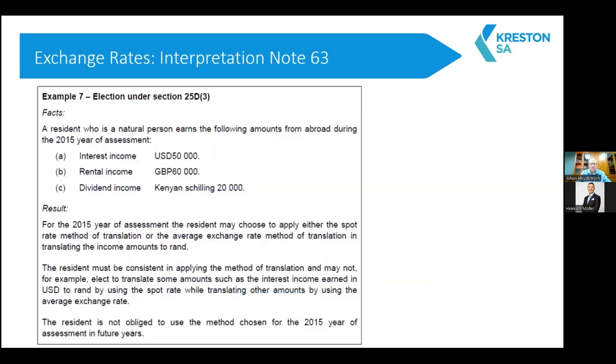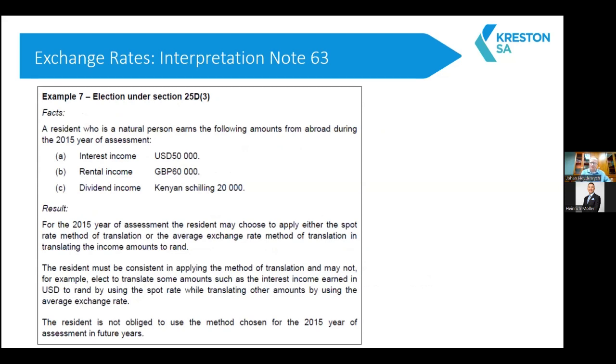So this is just an example of an individual. He earns interest income in USD, rental income in British pounds, and dividend income in Kenyan shilling. So when you calculate it, if you choose to use the average rate of exchange, you've got to use it for all sources of income. You can't say, I'm going to use the spot rate for the interest, and I'm going to use the average exchange rate for the rental income. You've got to choose one, use it consistently. But you can use it for the 1 year, and the next year, you can then use the spot. And the next year, you can use the average rate again.